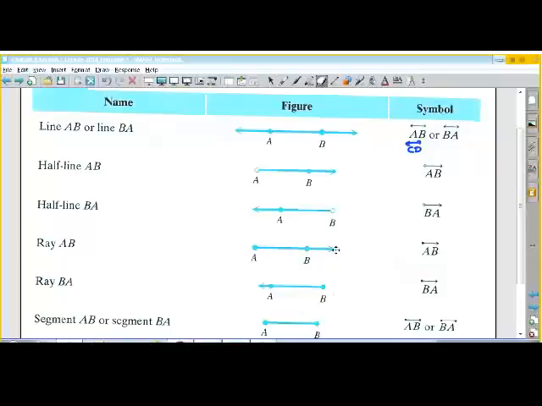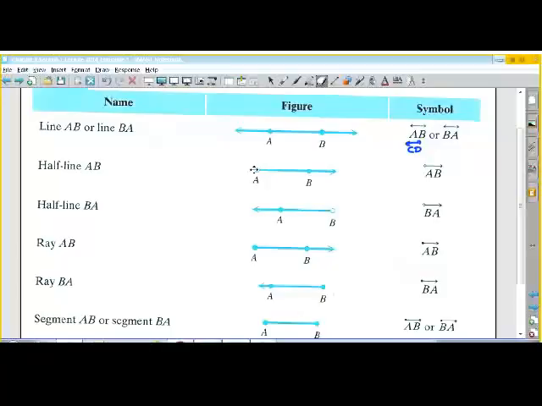You always put the beginning of the ray as the first letter, and the second letter represents another point on that ray. So these two rays are different even though we're using the same 2 points. This one starts at A and goes through B, this one starts at B and goes through A. This one goes to the right to infinity, and this one goes to the left to infinity. They use a little dot here to represent that it's a ray.